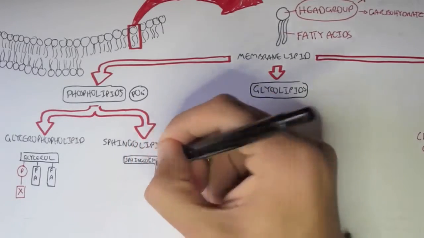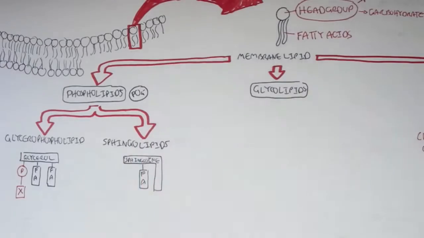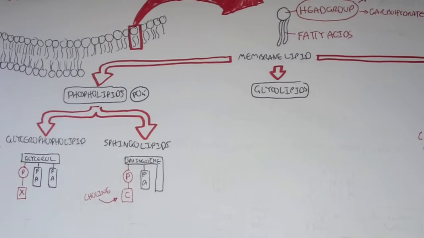A sphingolipid has, instead of a glycerol, a sphingosine backbone, 1 fatty acid tail, a phosphate, and an X. In this case, it's a C, which stands for choline. So it's a sphingolipid choline.